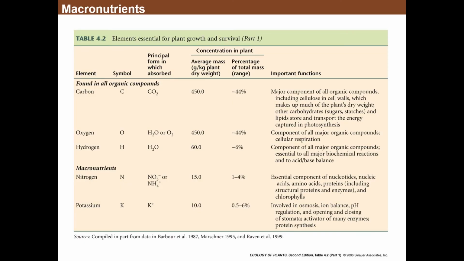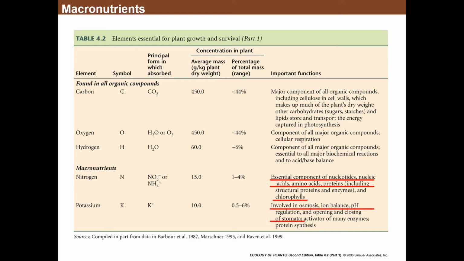This next table gives us a sense of what some of the functions of those macro and micronutrients would be, as well as the framework elements of carbon and oxygen and hydrogen. You're well aware that those are key ingredients in all sorts of major organic compounds. So let's focus on things like nitrogen, which is an essential component of nucleic acids, amino acids, proteins. We've talked about how nitrogen is a key ingredient in Rubisco, the enzyme critical for photosynthesis. It's a critical component of chlorophyll.